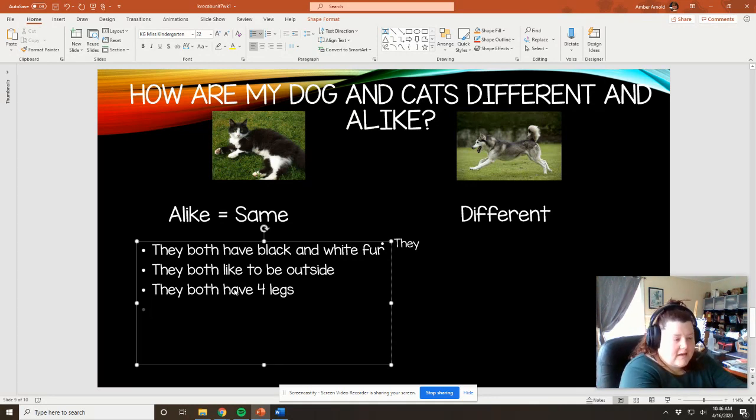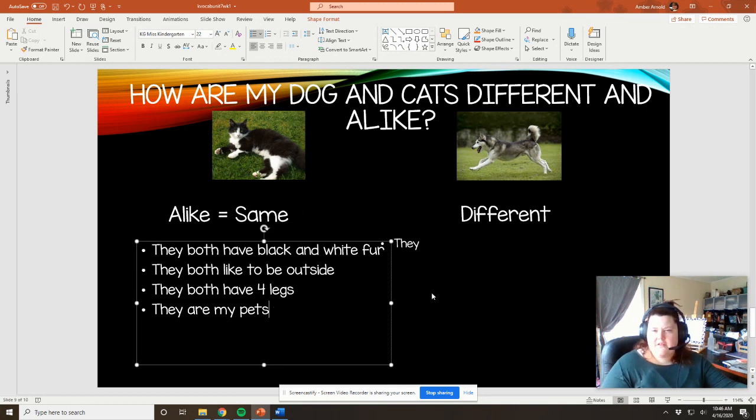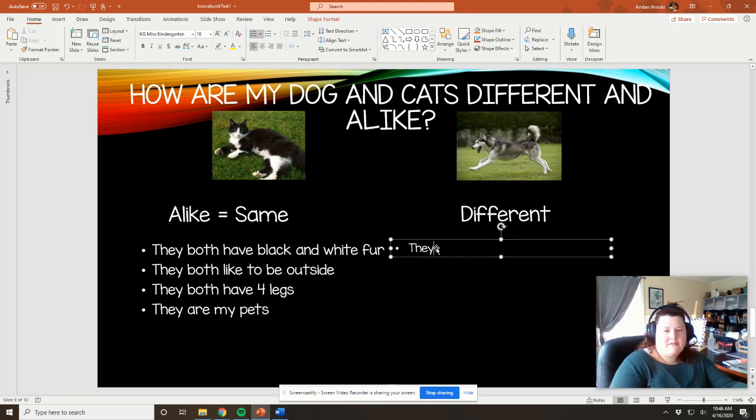I also could say they are my pets. They're the animals that live with me to keep me company. Let's go over to the other side. How are these two animals different? Well, I'm going to start with their appearance because that's always an easier place because I can just use my eyes. I could say they are different sizes. My dog is much bigger than my cat. My dog weighs 50 pounds, where my cat only weighs 6 pounds.